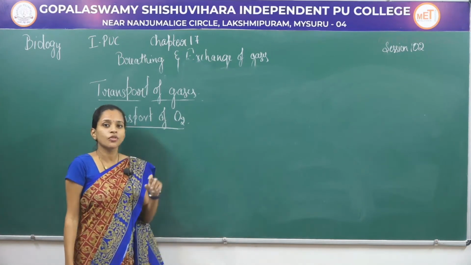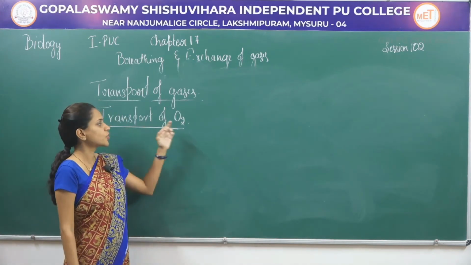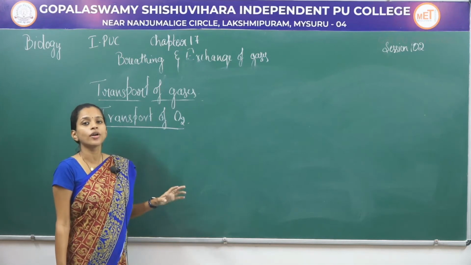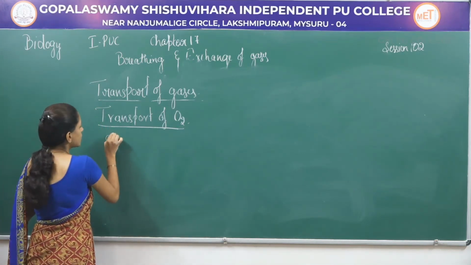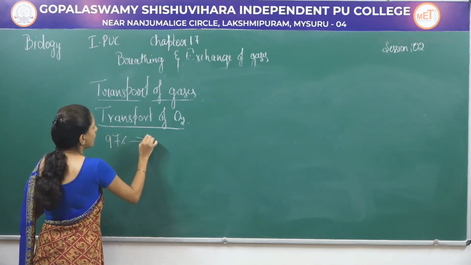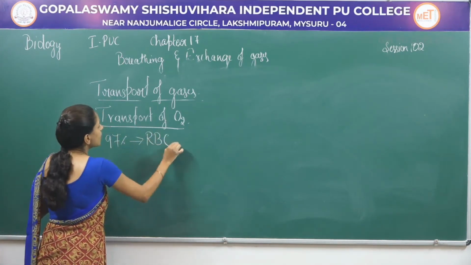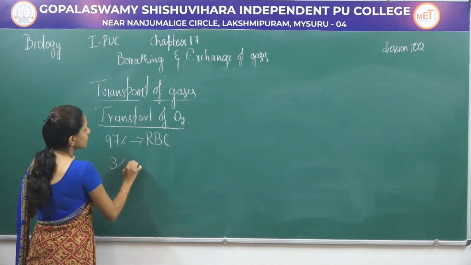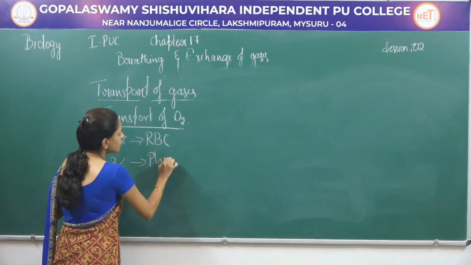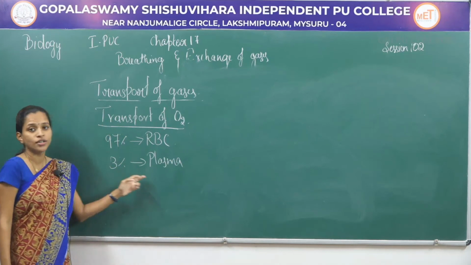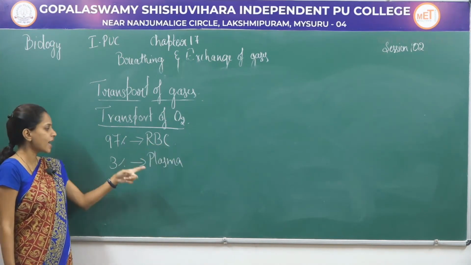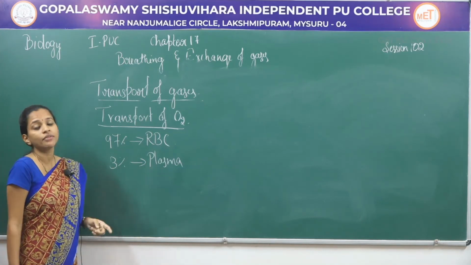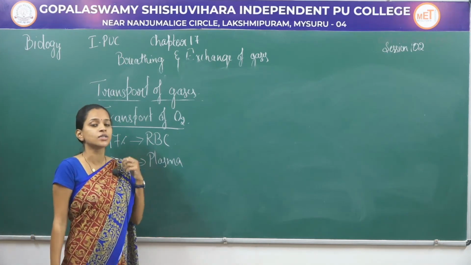So in transport of gases, we will start with transport of oxygen. Within the body, the transport of oxygen takes place in two ways: about 97% by the RBC cells and about 3% by plasma in the dissolved form. So 97% will be taken up by the RBCs, and the 3% will be carried in the plasma in dissolved form.